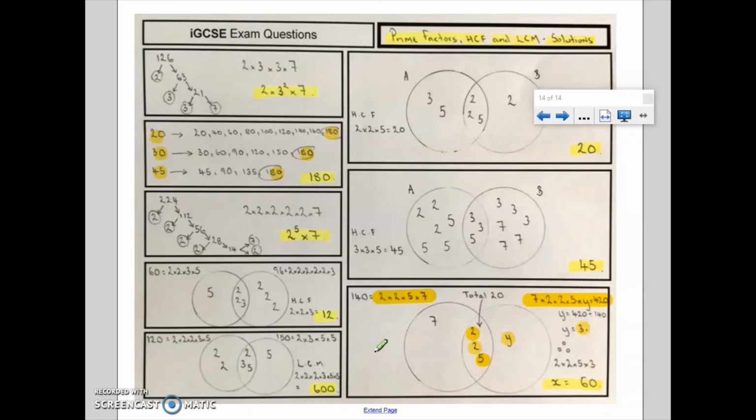Very well done if you were able to work through a lot of the questions in that video. That would show a good understanding of prime factor trees, highest common factor, and finding the lowest common multiple.